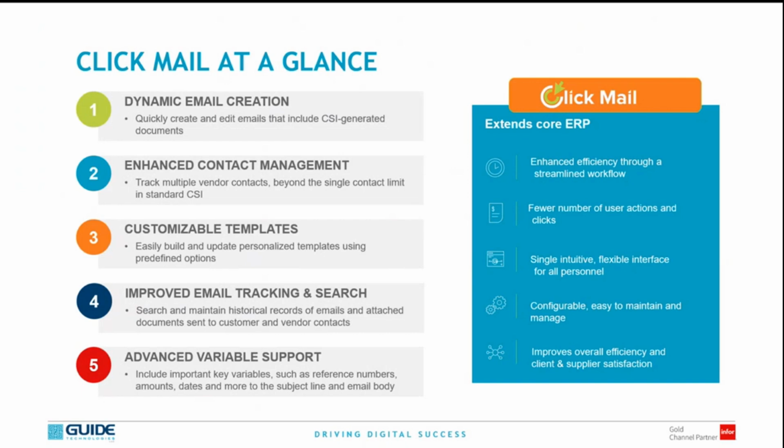And our email tracking and search, okay? How do we find what went to who, when, and the status? And then we'll also highlight how we can support some advanced variables, right? This could be a particular, maybe it's a default contact name, it's the vendor name, it is the PO number, it's the amount, it's an item number, all of those things that are variables within the system.